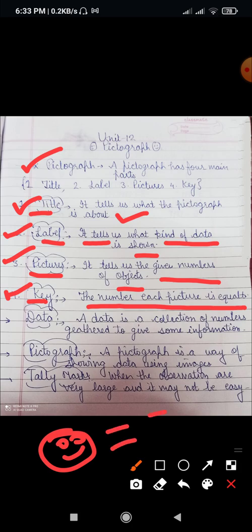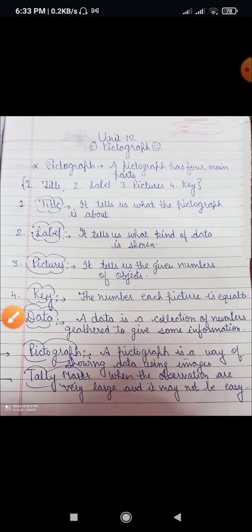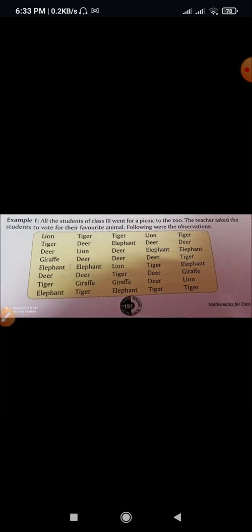That is called a key. So next, come to the question. Let's take an example of this question. Now I am going to read the question first, then I will let you know how you will do it.